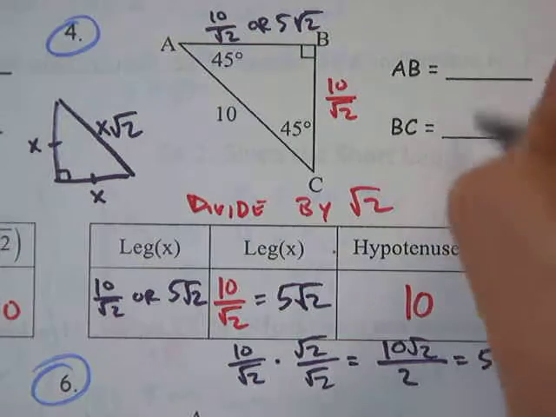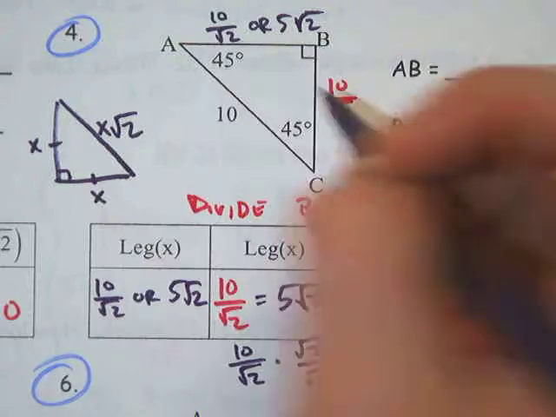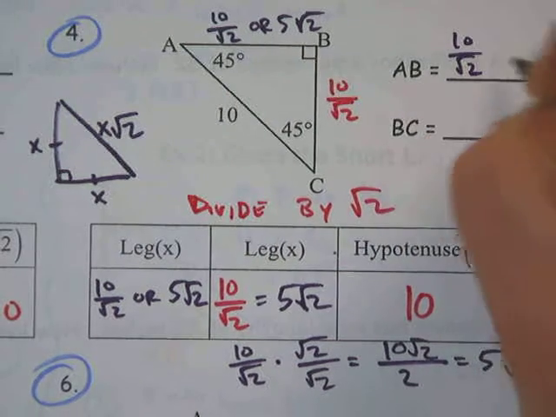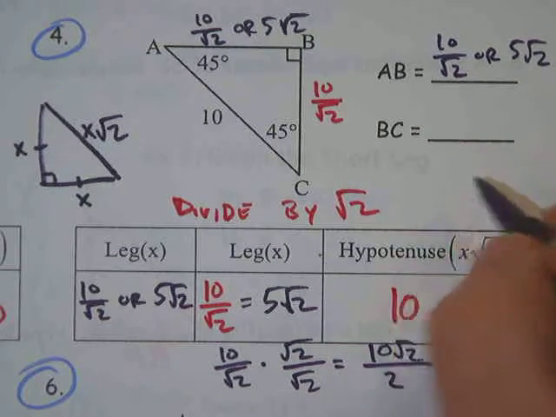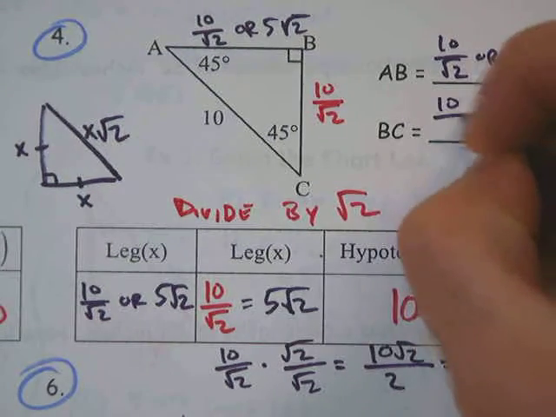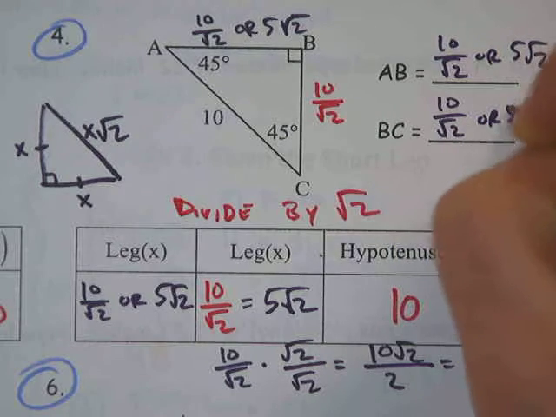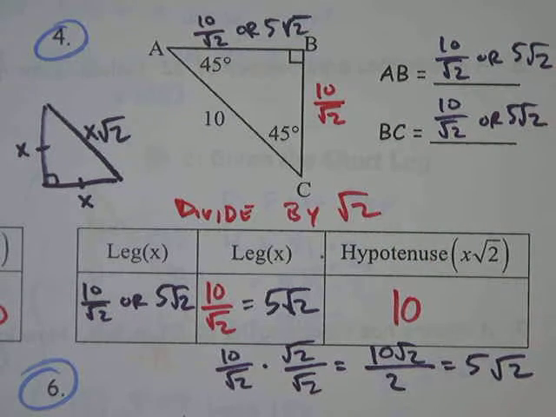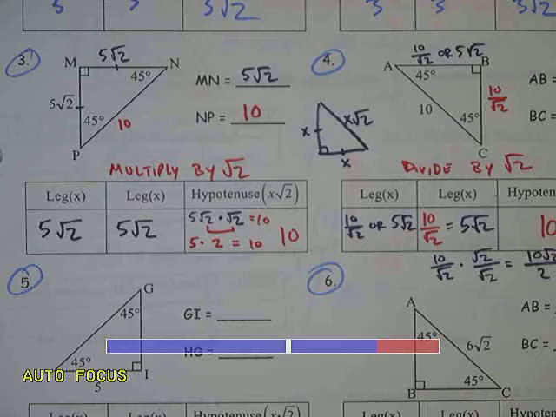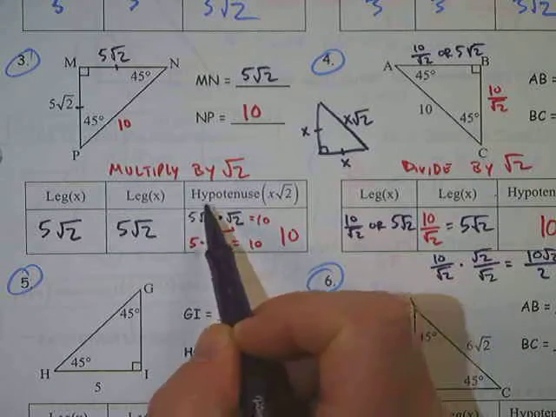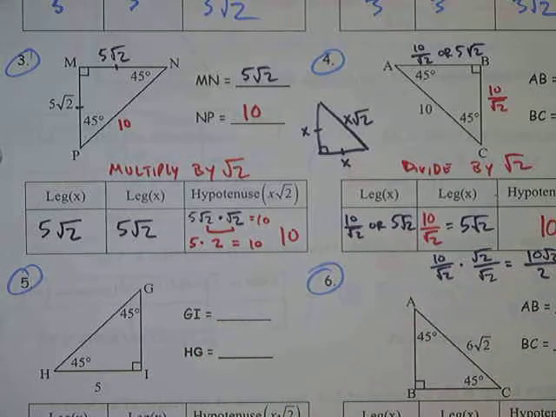So when you go to fill in your answers here, AB, this top side here, you can either put 10 over root 2 or you can put 5 root 2. Same thing here, BC, this side, you can either put 10 over root 2 or 5 root 2. Either way is fine. So the main idea here is that if you're given the hypotenuse, you divide by square root of 2. If you're given the leg, you multiply by square root of 2. Those are kind of our two rules here.